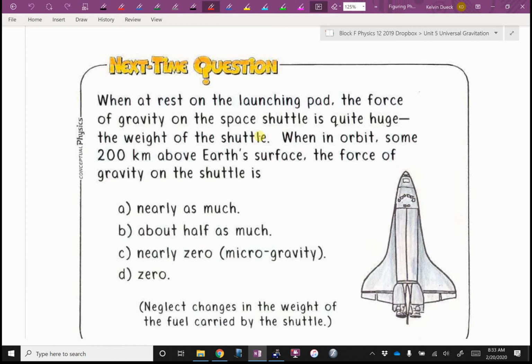And to make the math easy, let's ignore the change in mass that the fuel burning would create. Let's just pretend it has a constant mass, because I don't want to have to deal with that. What do you think? What would the force of gravity up there be? Nearly zero? I don't know. Let's see if we can figure it out.